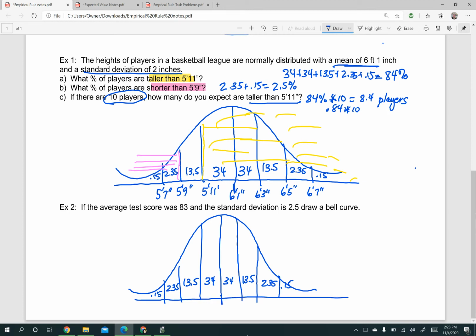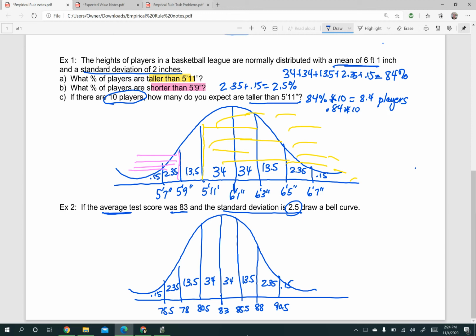The mean, the average also means mean, is 83. And our standard deviation is 2.5. So that means we're going to add 2.5 on this side and subtract 2.5 on this side. So 83 plus 2.5 is 85.5, plus 2.5 is 88, plus 2.5 is 90.5. So 83 minus 2.5 is 80.5, minus 2.5 is 78, minus 2.5 is 75.5. So that's what you do.